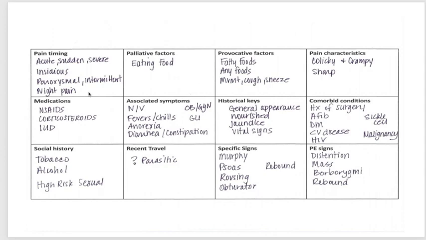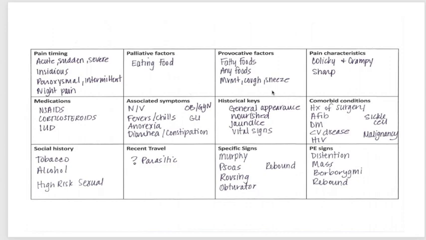Nocturnal pain is usually related to a duodenal peptic ulcer. Some palliative factors: if you eat food and it gets better, then that is usually related to a gastric ulcer. Provocative factors, making it worse: if you eat fatty foods, you're looking at cholecystitis. Any type of food may be mesenteric infarction, gastric peptic ulcer, or duodenal ulcer.